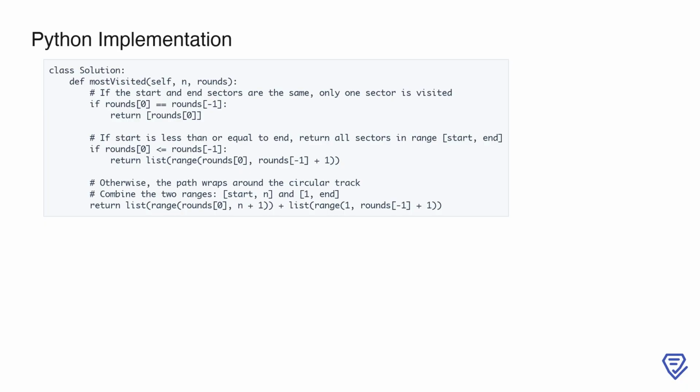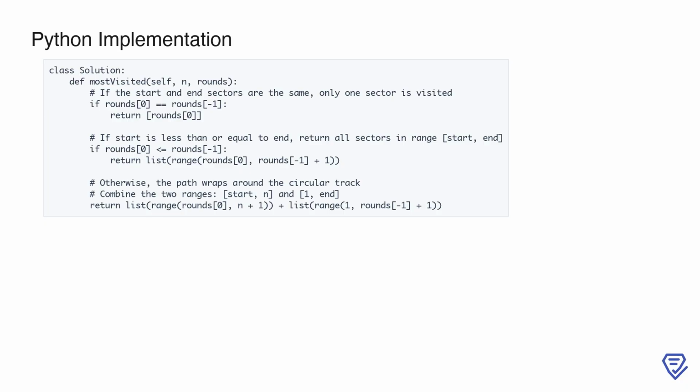The function most_visited takes two inputs, n, the number of sectors, and rounds, a list of integers representing the sequence of sectors visited during rounds. First, we check if the start and end sectors of the rounds are the same. If they are, only that sector is visited, so we return it as a single element list. This is handled by the condition if rounds[0] equals rounds[-1].